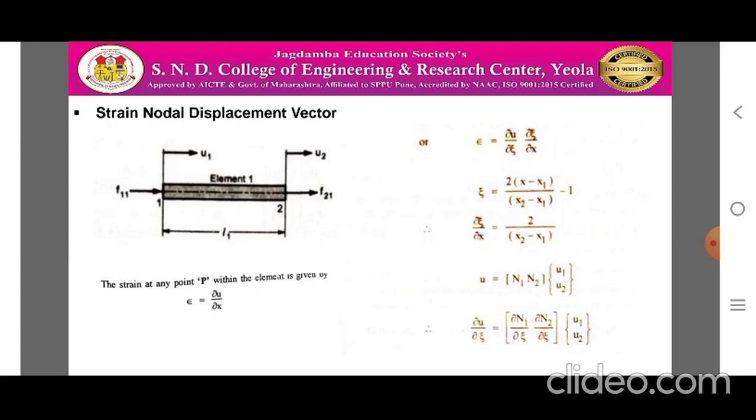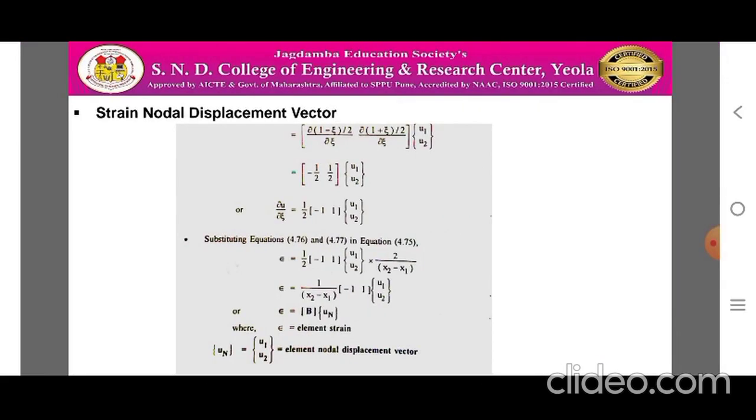We know the equation of shape functions: u equal to the matrix N1, N2 into the matrix u1, u2. Therefore, we can write del u by del xi equal to del N1 by del xi, del N2 by del xi into u1, u2. Putting the values of the shape functions, we can write del u by del xi equal to del of (1 minus xi) by 2 divided by del xi, and del of (1 plus xi) by 2 divided by del xi, into u1, u2. By putting this value, we get minus 1 by 2, 1 by 2 into u1, u2, or del u by del xi equal to 1 by 2 times the matrix minus 1, 1 into u1, u2.